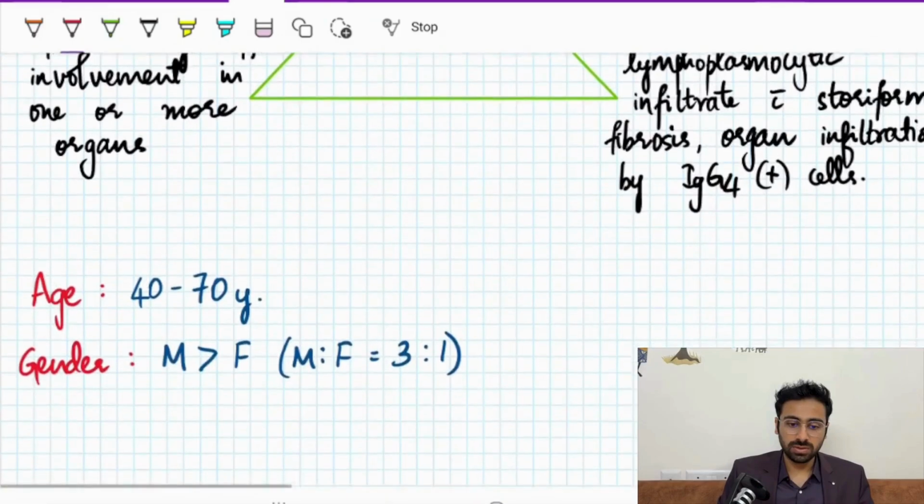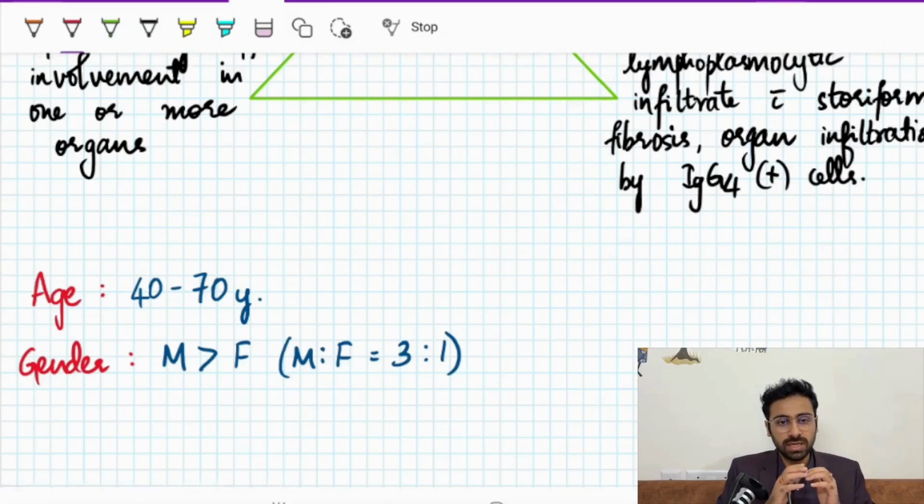Now this is considered both an autoimmune as well as allergic disorder and affects usually more in the age group of 40 to 70 with a median age of 60 years. It has a slight male preponderance with male to female ratio of 3:1. Now IgG4 related disease affects the entire body, starts from the head and ends at the toe. So let us see the head to toe manifestations of IgG4 related disease.